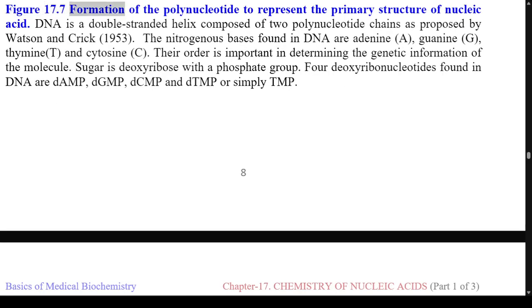Figure 17.7 Formation of the polynucleotide to represent the primary structure of nucleic acid. DNA is a double-stranded helix composed of 2 polynucleotide chains as proposed by Watson and Crick, 1953. The nitrogenous bases found in DNA are adenine, A, guanine, G, thymine, T, and cytosine, C. Their order is important in determining the genetic information of the molecule. Sugar is deoxyribose with a phosphate group. The 4 deoxyribonucleotides found in DNA are dAMP, dGMP, dCMP, and dTMP or simply TMP.